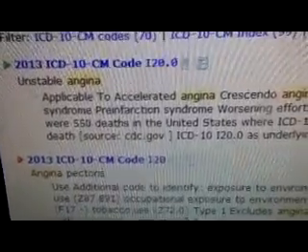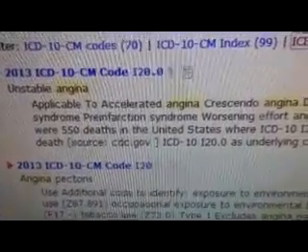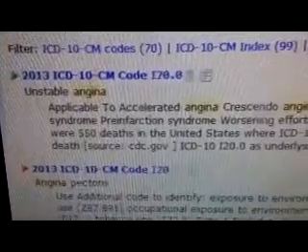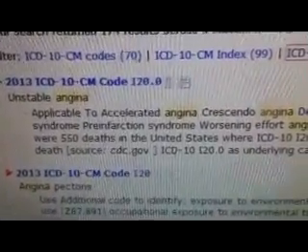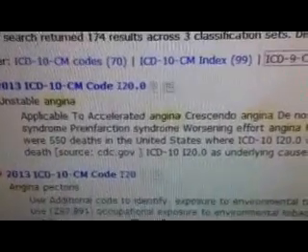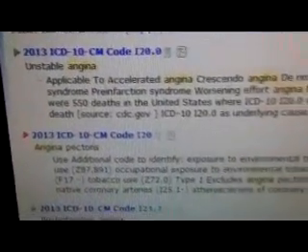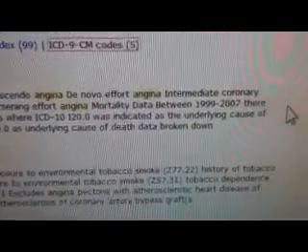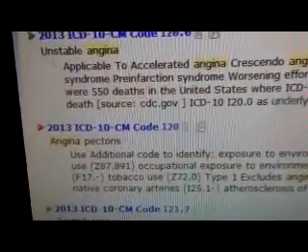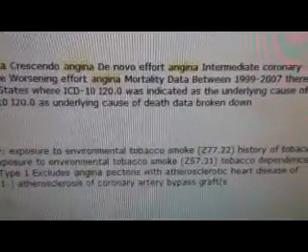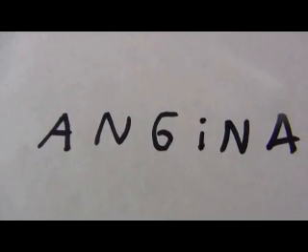This is an example of the wonderful things done with medical coding. So, unstable angina in ICD-10 is going to be I20.0, and there are different names for it. Intermediate coronary syndrome, worsening effect, mortality data between 1999 and 2007. There were 550 deaths in the United States from this. Underlying cause of death of the data broken down. How interesting.